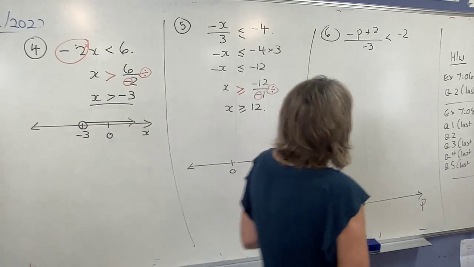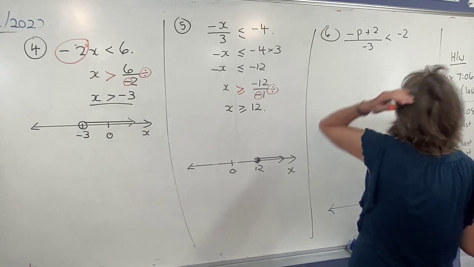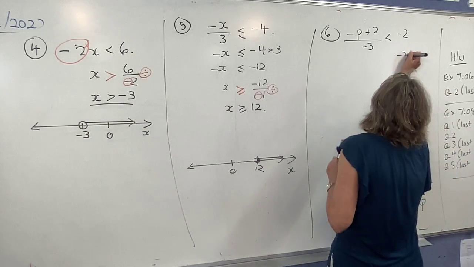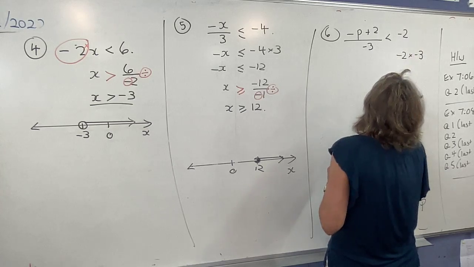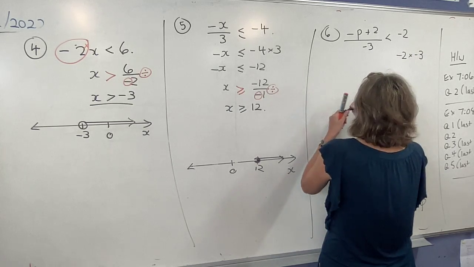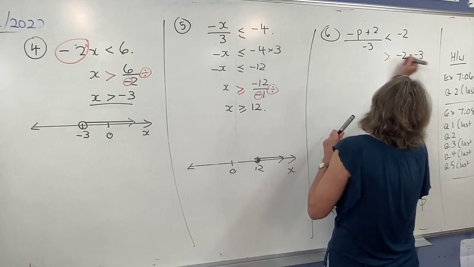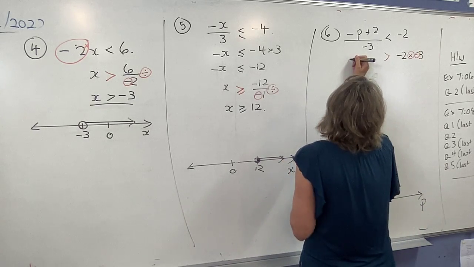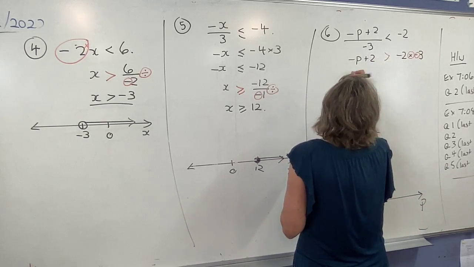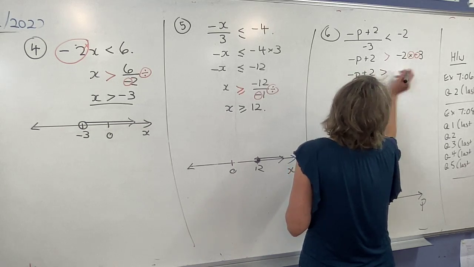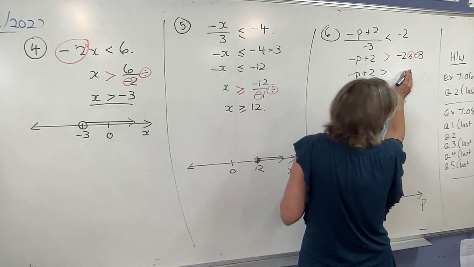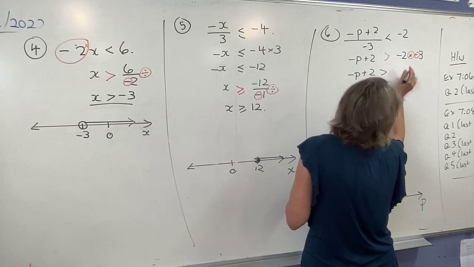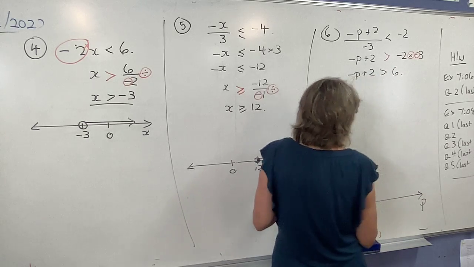So first you times by -3, right? And you also flip the sign. Flip the sign, why? Because we times by a negative. Continue. What's on the left-hand side? Minus p plus 2. Good, continue. And what's over here now? Then there's a minus, so just the 6. 6, continue. Then you minus 2.